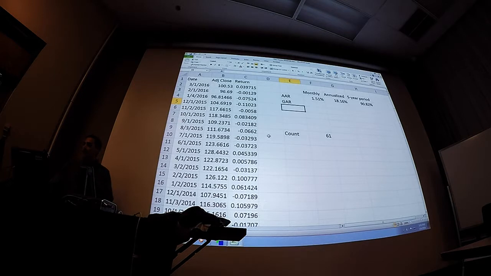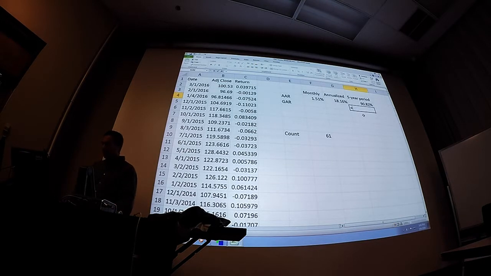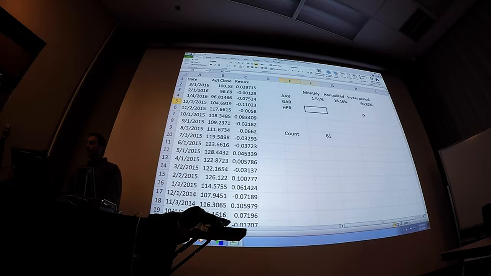If instead we looked at it more properly, with time value of money, we want to look at the compounding effect here. So if we wanted to look at the return over the full 5-year period, what we could do is compute the return, and this I'll call a holding period return. GAR stands for a geometric average return. I'll come back to that in a second.